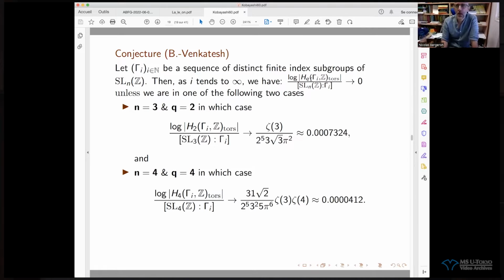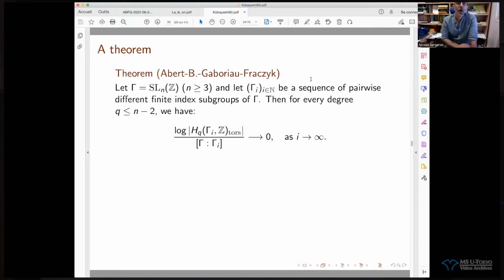And so today I will discuss this apparently simpler question and explain the proof of the following theorem that we got with Miklos Abert, Damien Gaboriau, and Nicolas Bergeron. So take, as I said above, gamma to be SL_n(Z). Take n bigger than 3, and consider a sequence of pairwise different finite index subgroups of gamma. So you think of a sequence of subgroups that is smaller and smaller, so the volume of the quotient becomes bigger and bigger, or the index of gamma_i tends to infinity. Then, in small degree, up to degree n-2, the torsion is really sub-exponential with respect to the index. That's the theorem I want to discuss.